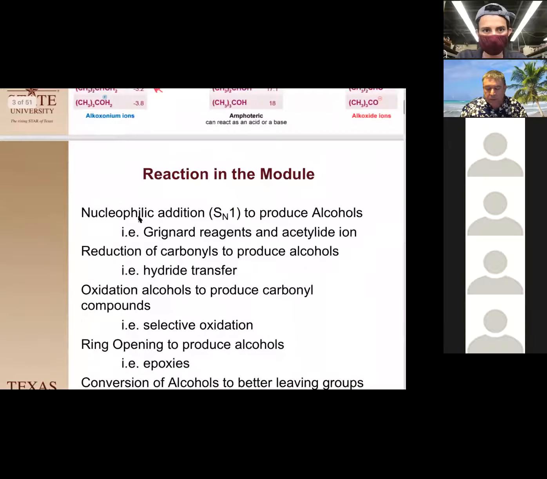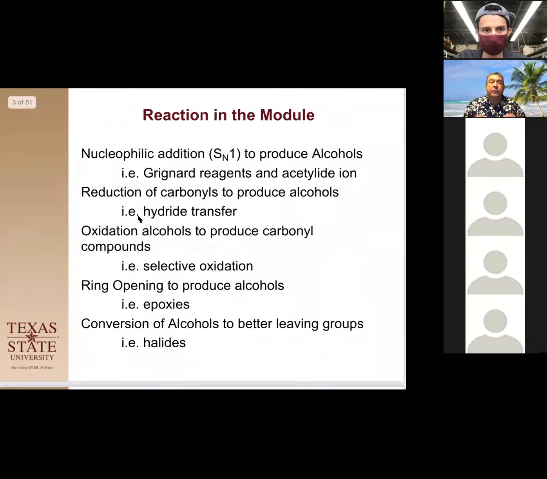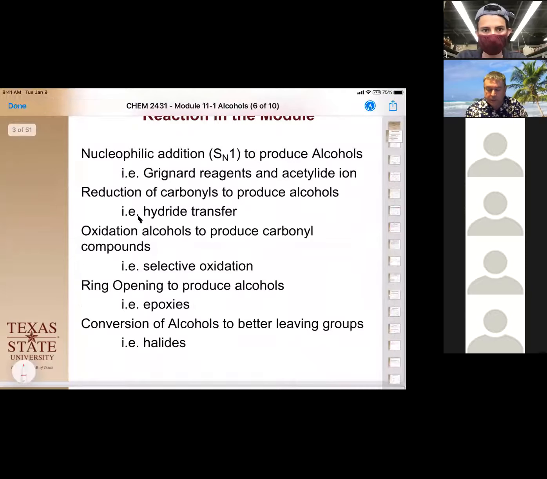Okay, so in this module, we're going to look at several different types of reactions. We're going to look at nucleophilic substitution reactions, and this is an SN2 reaction to produce alcohols using Grignard reagents and acetylide. Basically, we're making carbon anions that are acting as nucleophiles. So that's where we're going to start. We're then going to do reduction of carbonyl compounds to alcohols. And we have a couple different ways to do that. Most of it involves the use of a hydride, and we'll talk about that as well.